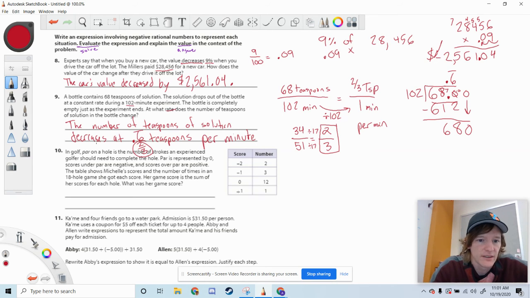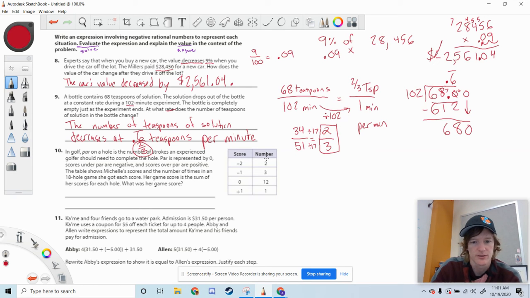Number 10, in golf, par on a hole is the number of strokes an experienced golfer should need to complete the hole. Par is represented by 0. Scores under par are negative, and scores over par are positive.